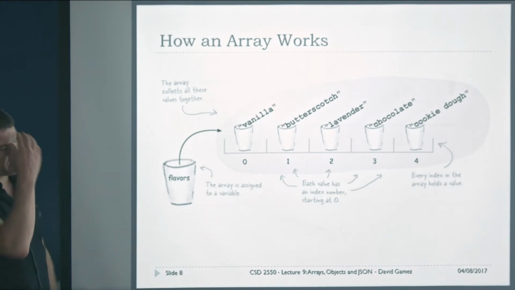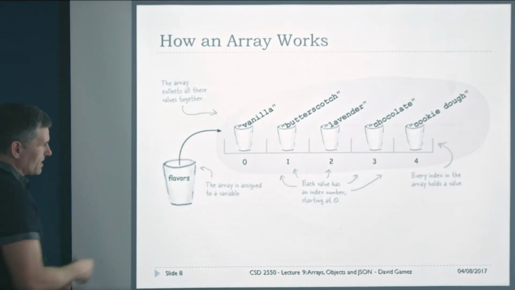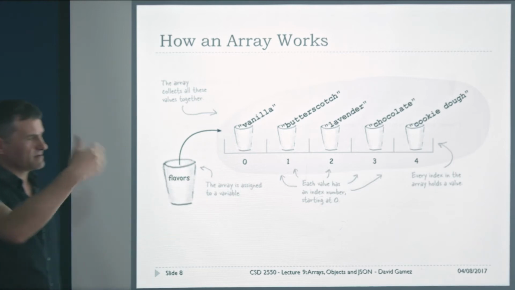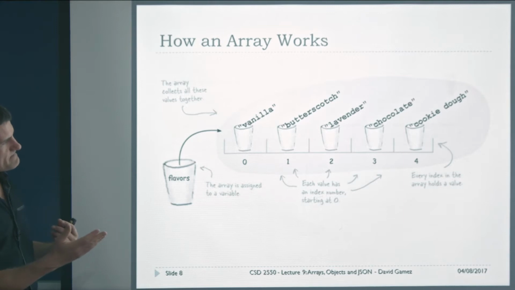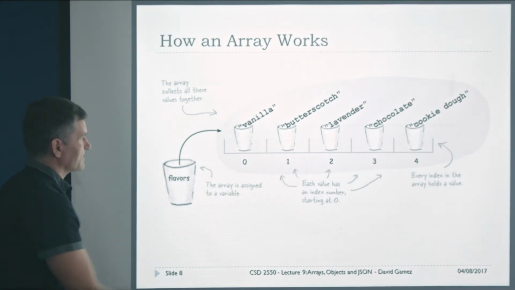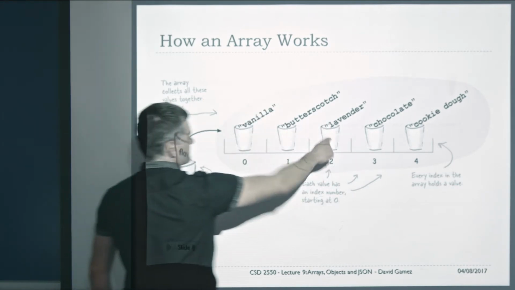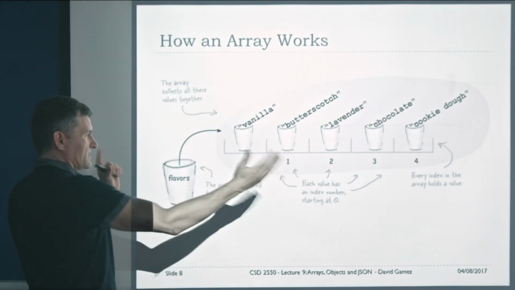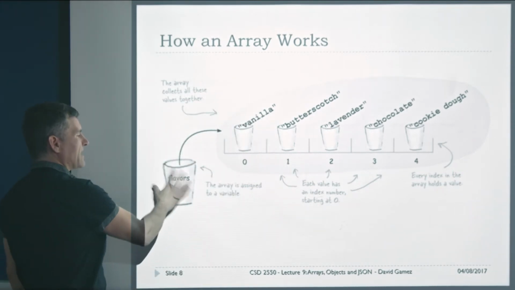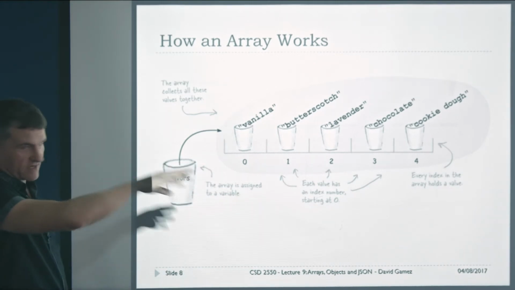This is from the Head First JavaScript Programming book, but I think it's a helpful graphic to explain how an array works. You can think of an array as a line of buckets. So we have our line of buckets, and we have a variable here which points to that line of buckets. So it's like a name for this line of buckets.